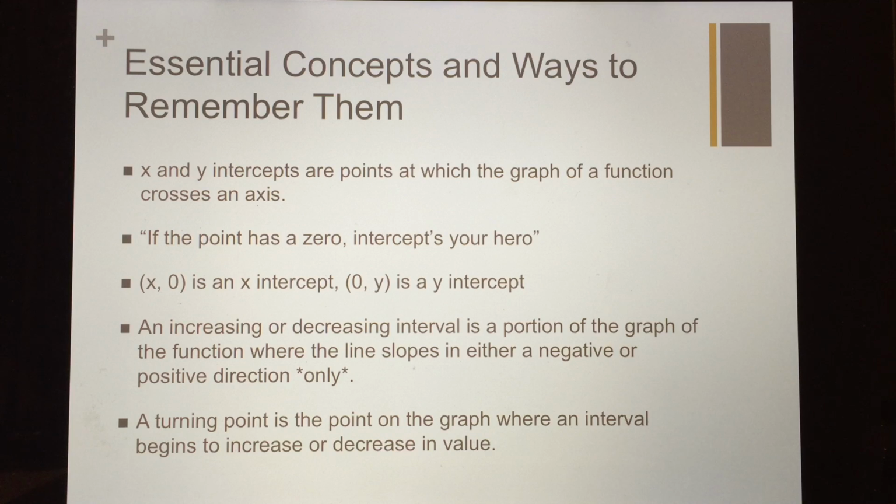the y-axis. Now, an increasing or decreasing interval is a portion of the graph of the function where the line will slope in either a negative or positive direction only. So it'll be an interval between 2 points where the function is only moving in one direction. A turning point is the point on the graph where an interval begins to increase or decrease in value from where it was going before, so it'll become either positive or negative.